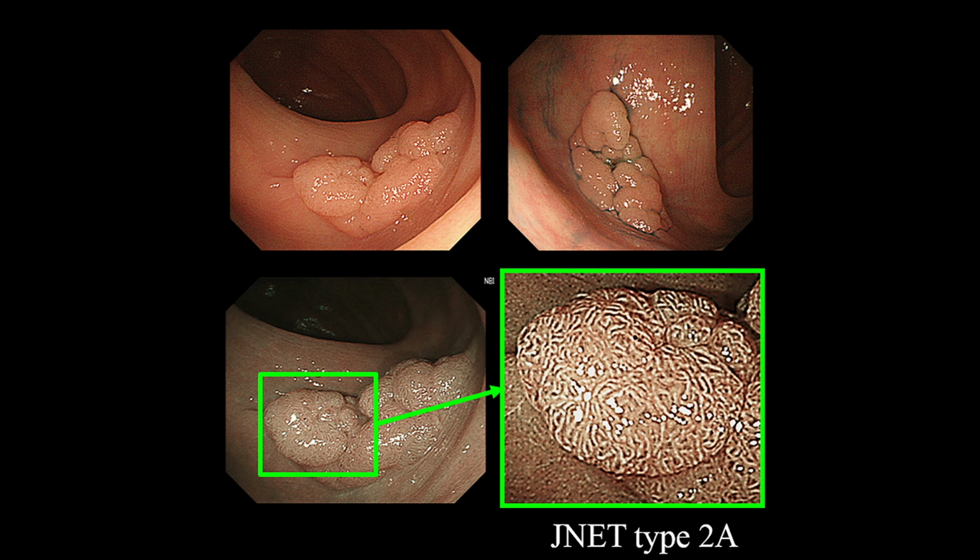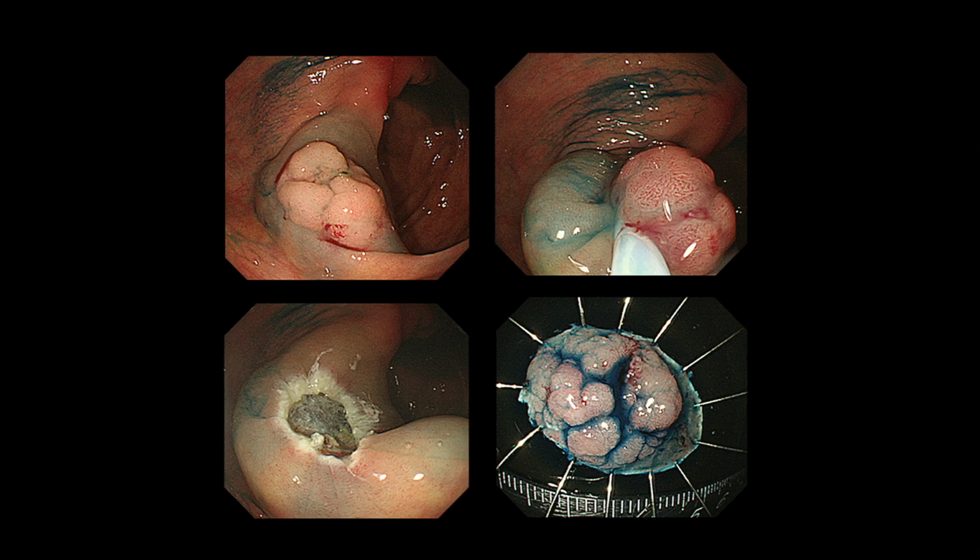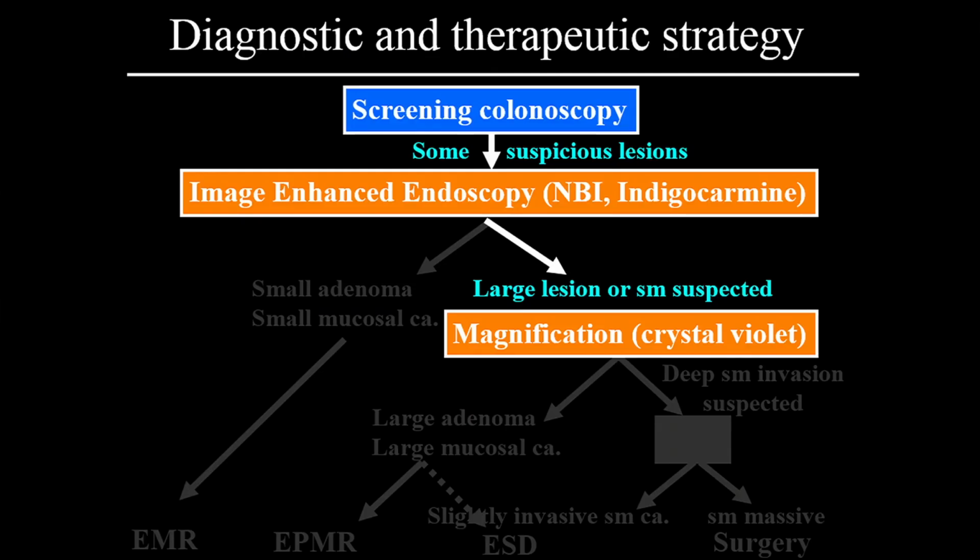This is a typical appearance of benign adenoma, very small, less than 2 centimeters. Therefore, we easily remove it by standard EMR. But in case of a much bigger lesion, or a small lesion with some suspicious area for submucosal invasion, we have to further characterize those regions using crystal violet staining and magnification.